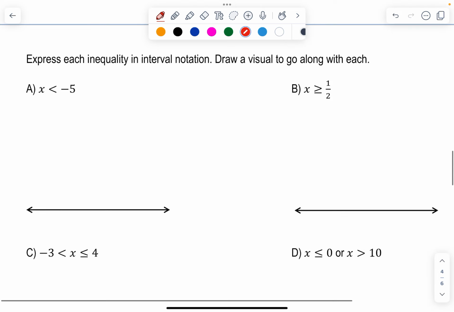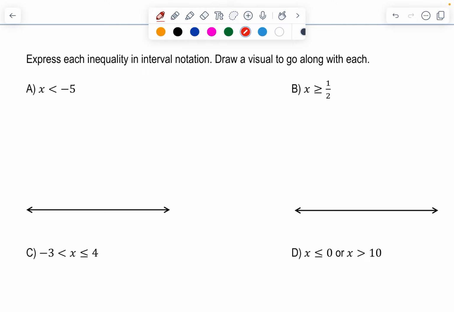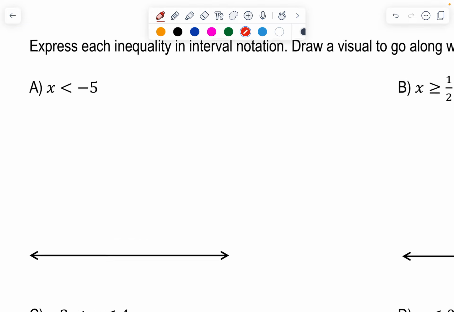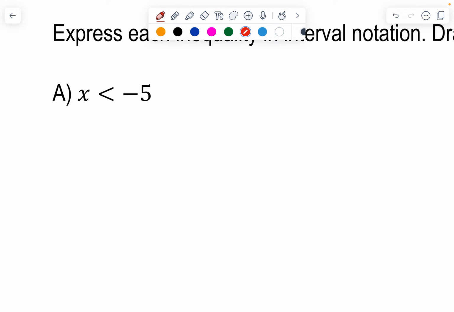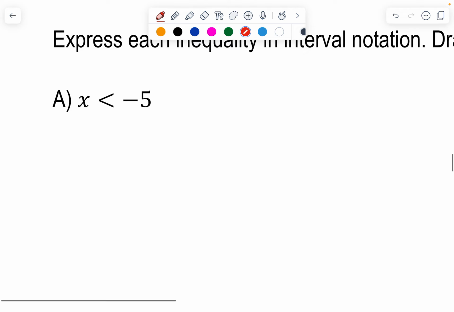All right, next section, express each inequality in interval notation and then draw a visual to go along with it. So first we're gonna write it in interval notation. So there's many ways to think about this, okay? When you're first learning it, this might be the easier way. This is X values less than -5. So you can write down the -5 first. It doesn't mean it goes first in your writing, but to get your thinking going. And then you want X values less than that, right?